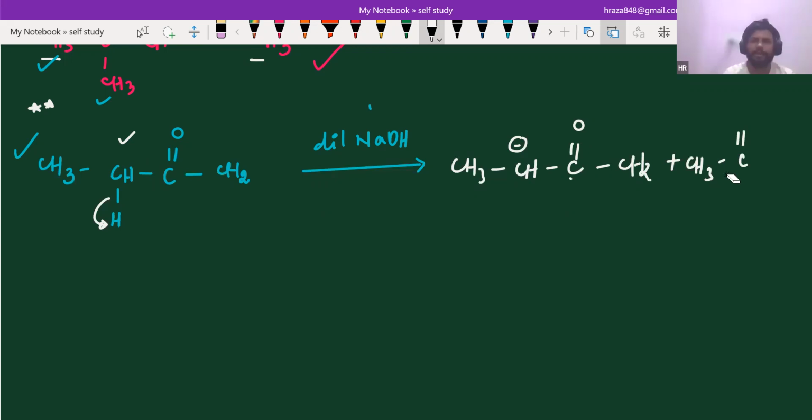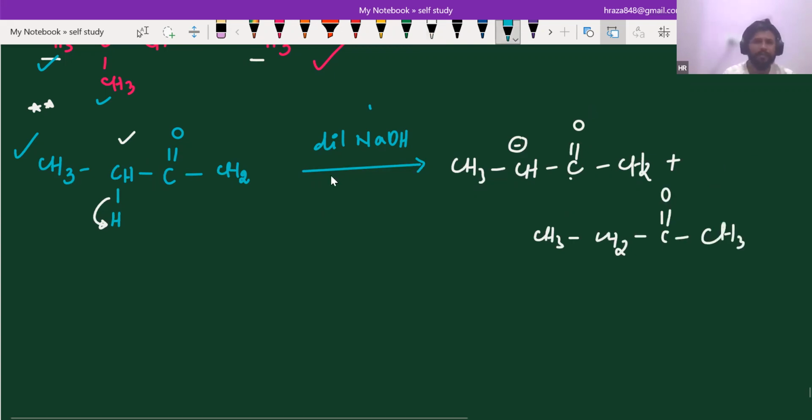ketone, which is CH3, CH2, C double bond O, CH3. Actually, we should take it here, but it's okay, no problem. Now you need to make an electrophile. The oxygen will take electron density from the carbon, so there will be a deficiency of electrons on this carbon. This carbon will be attacked by the nucleophile, and in order to satisfy it, it will attack.